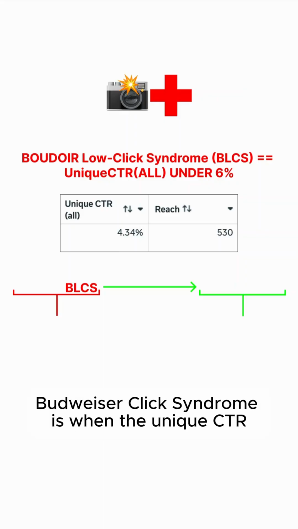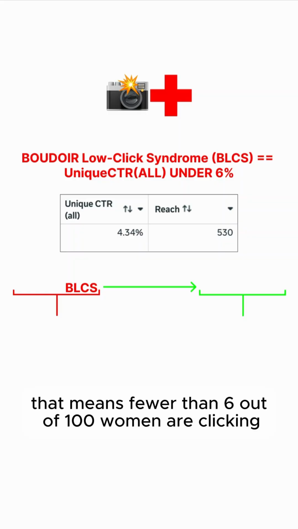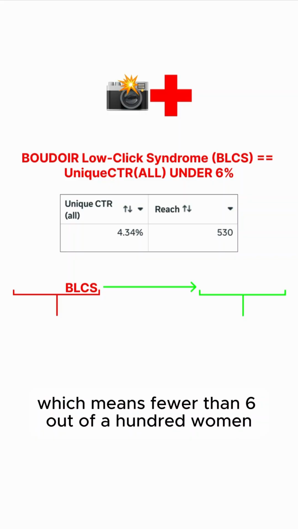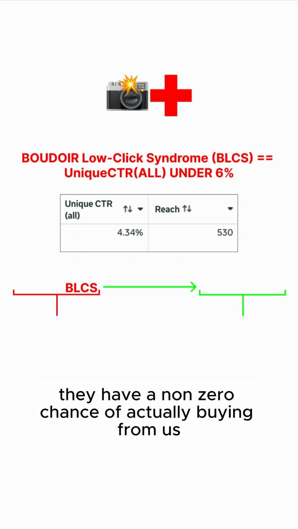So BLCS, Boudoir low click syndrome, is when the unique CTR on our Boudoir Facebook ad is under 6%. That means fewer than 6 out of 100 women are clicking anywhere on our Boudoir Facebook ad, which means fewer than 6 out of 100 women, our ad is actually entering their brain, which means fewer than 6 out of every 100 women we meet have a non-zero chance of actually buying from us.